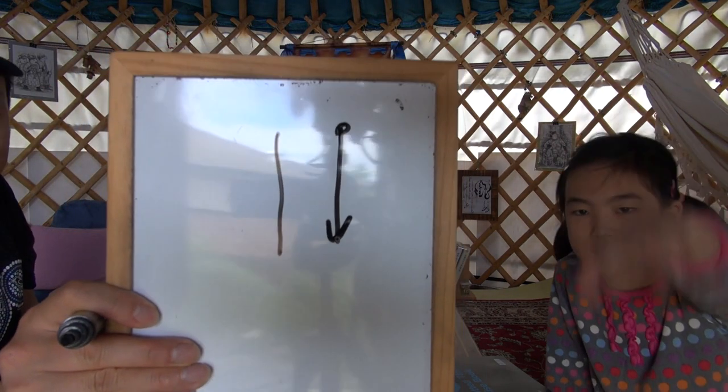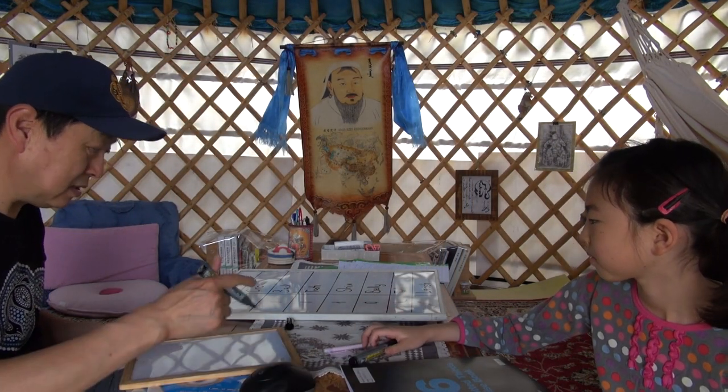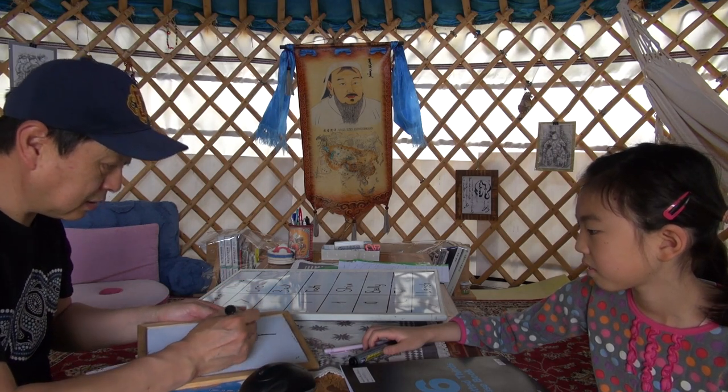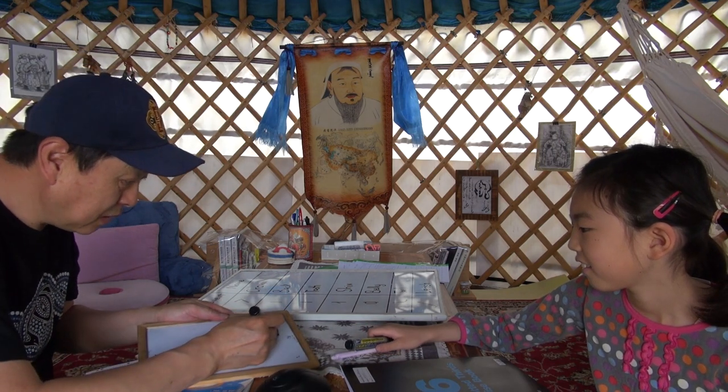Yeah, this is how to write. You don't go down. For tools, this is what we need to learn. We will not write like this. This is the wrong way. Okay, so how are we going to write it?